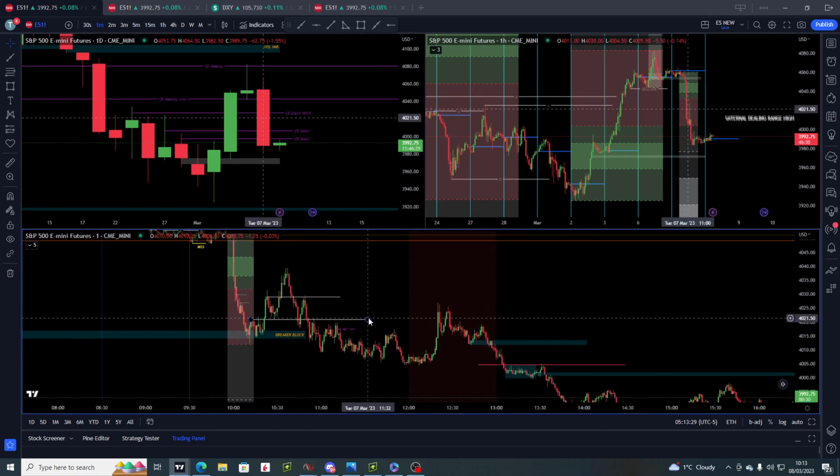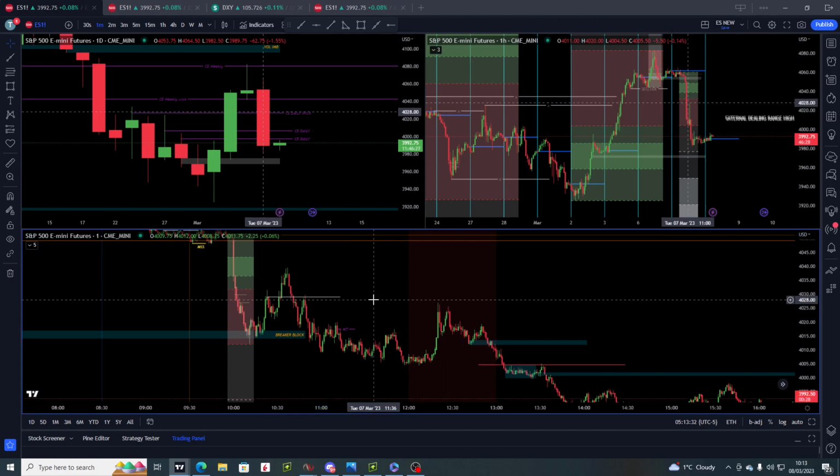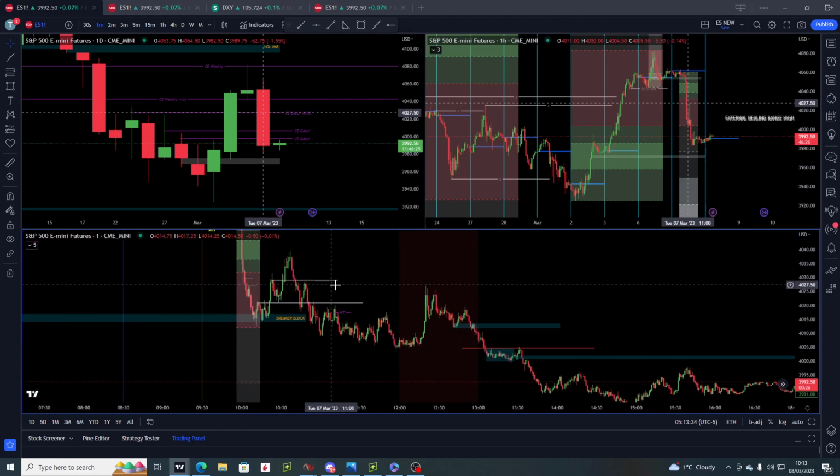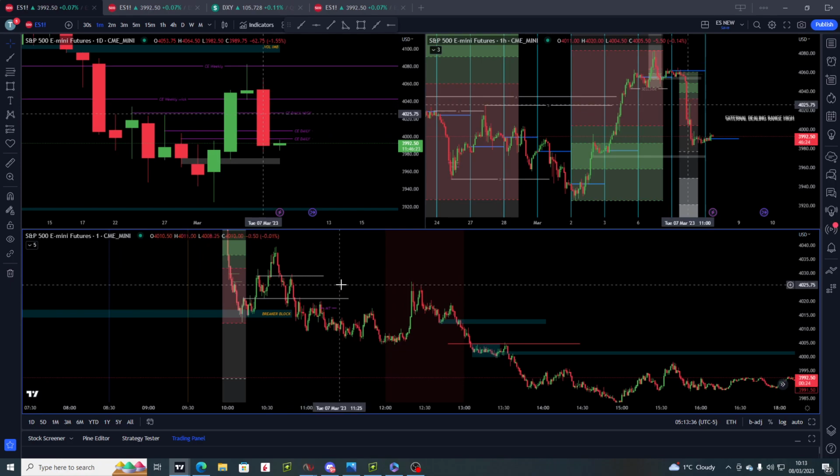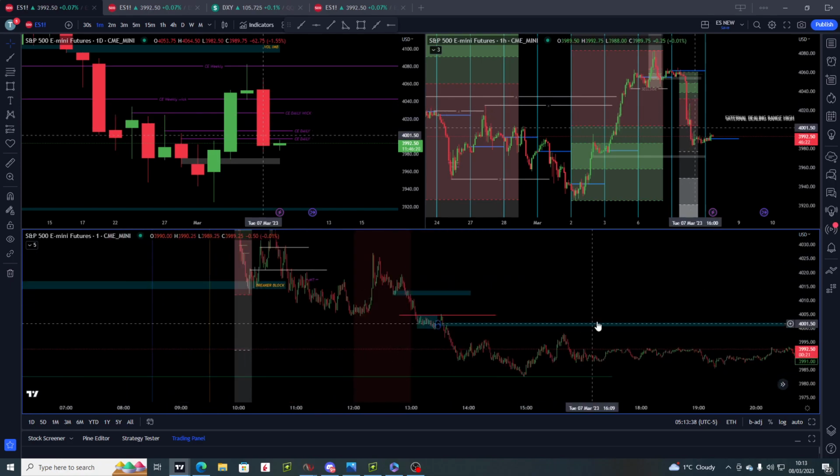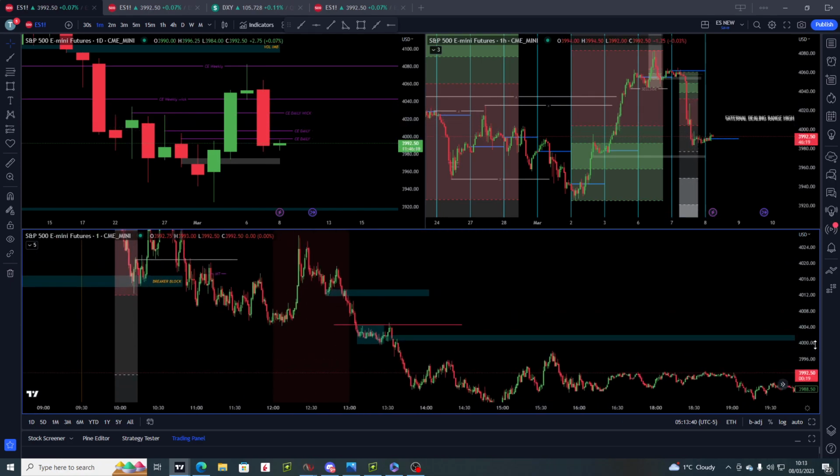They're not going to sell their position for 10 handles. They're just not going to do it. It doesn't make sense for a market maker to do that. This is accumulation to run the market short, which gave me the confidence to hold my trade.